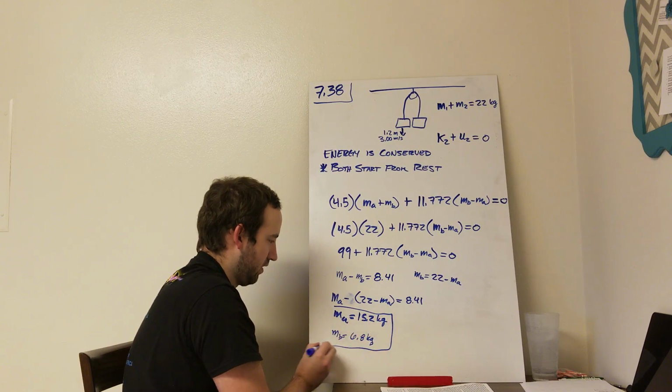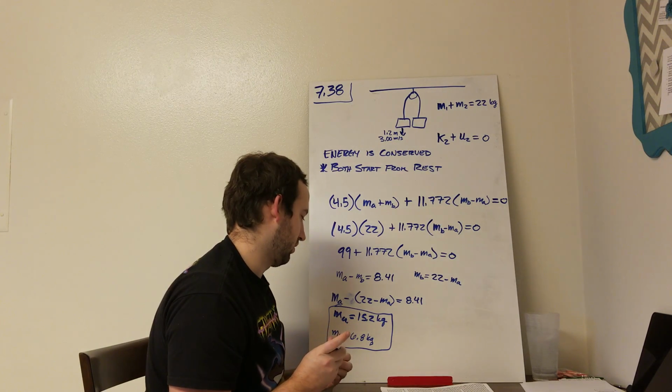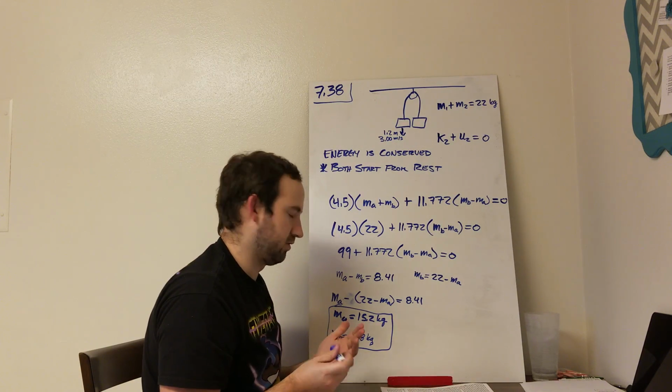So block 1, or A, is 15.2 kilograms, and block 2, or B, however you want to say it, was 6.8 kilograms.